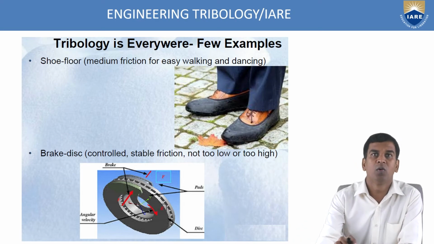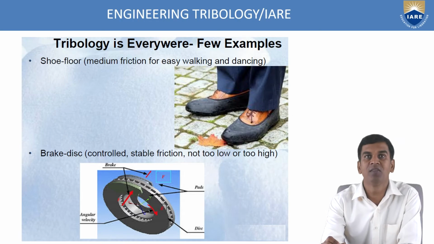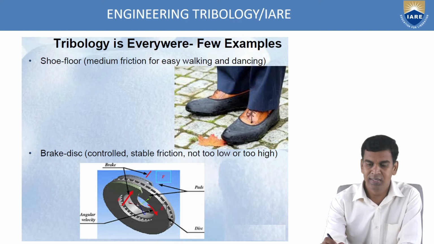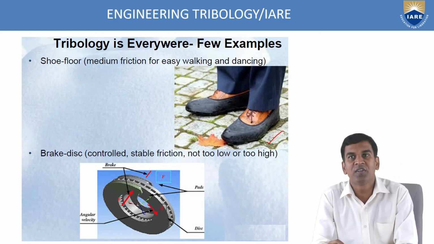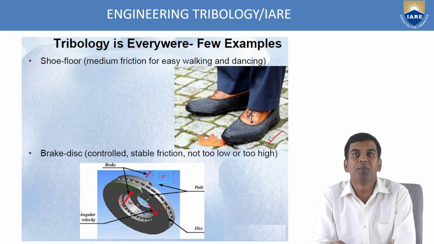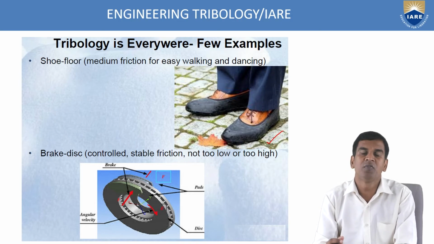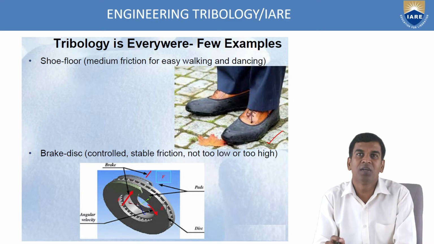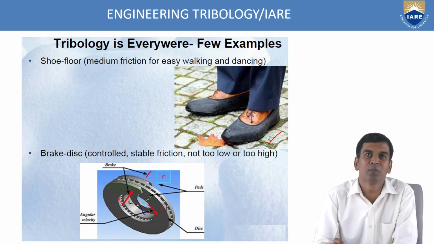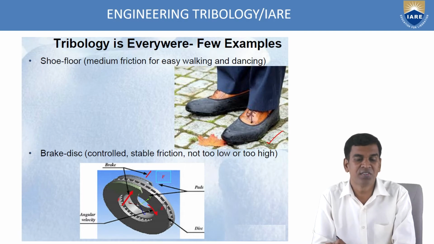Tribology is everywhere. You can see it in common examples also, like the shoe and the floor, and we call it the friction between the shoe and the floor or ground. We can say medium friction for easy walking and dancing. Here, medium friction is required because low friction leads to sliding of the person, and high friction leads to difficult walking, or you spend more energy for moving the foot from one place to another. So because of that reason, medium friction is required for easy walking and dancing. Here, analysis of the friction is very much required. That leads to the study of tribology.